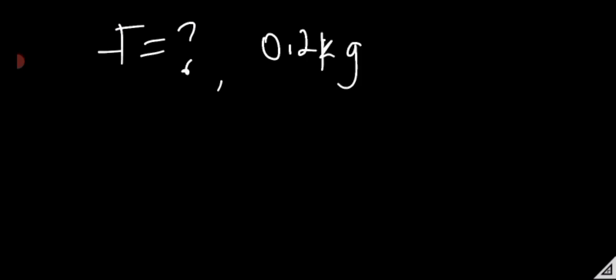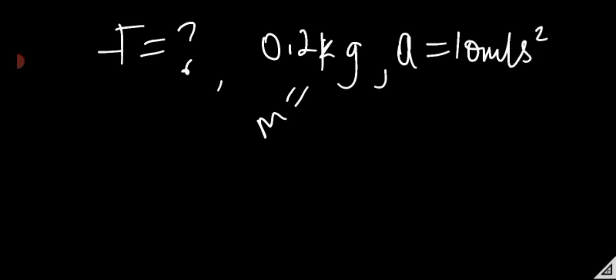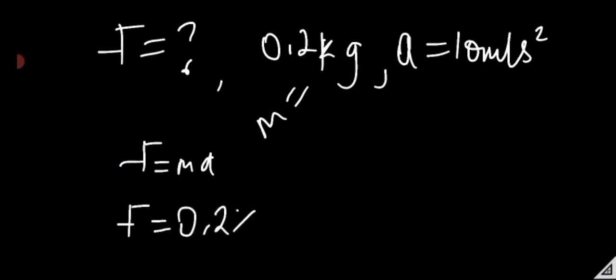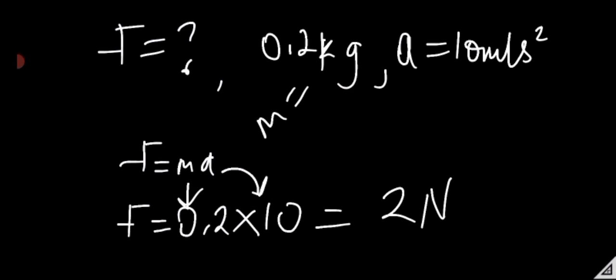Calculate the force F. So we don't know force. We have to calculate it. On a ball of 0.2 kg moving at an acceleration of 10 meter per second square. So when we bring out our formula, F will be equal to, what is m? 0.2. Then what is A? Our A will be 10, right? 0.2 times 10 will give us what? 2 Newton. Alright, so let's take another question.